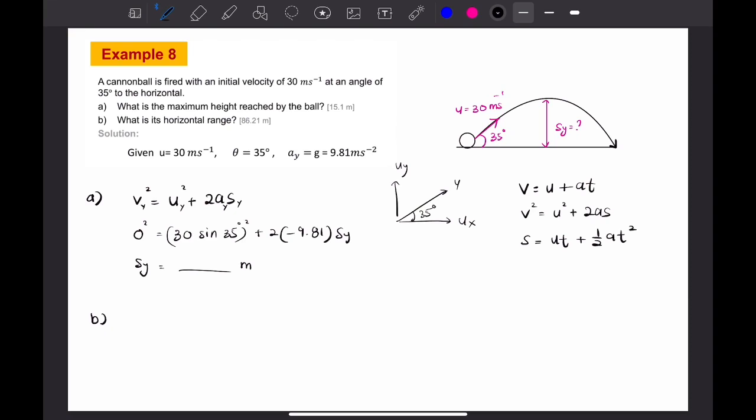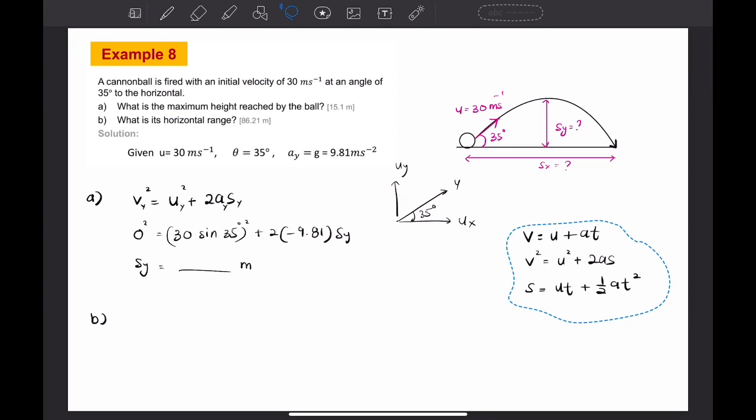Okay, and for B, what is the horizontal range? The horizontal range is the horizontal displacement, which is sx. And again, we need to choose which equation to use this time. Since we are finding the s, the first equation cannot be used because there's no s in the formula. It's either the second or third. So let's look at the second.